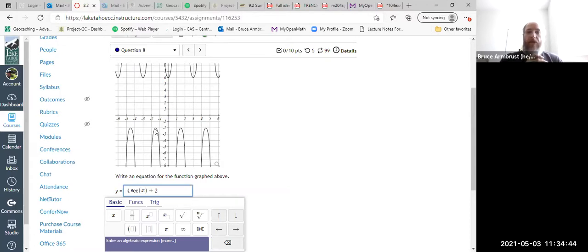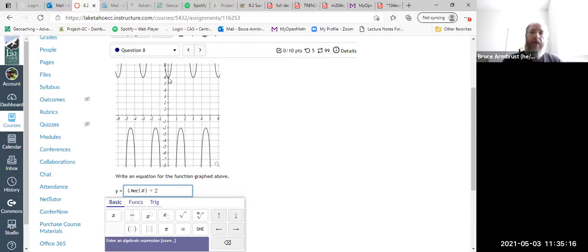Okay, so we're almost there. Now all we're left with is, what about a multiplier in here? So this is a horizontal stretch compress question. And in terms of trig, the easiest way to see that is to look at what's our period. How far do we have to go until we repeat?